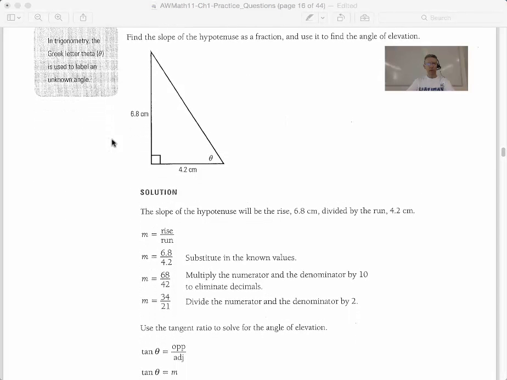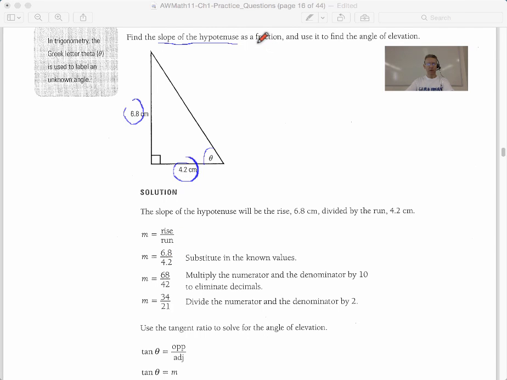So looking at an example here, we want to find the slope of a hypotenuse as a fraction and use it to find the angle of elevation. Here's the angle right here. They're using the symbol called theta, Greek letter theta, and we have to find the slope of the hypotenuse and also this angle. So, find the slope of the hypotenuse. Okay, so slope is rise over run, so 6.8 over the run of 4.2, so we have that.